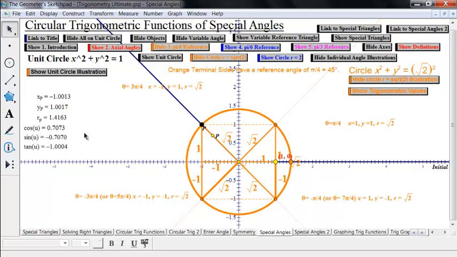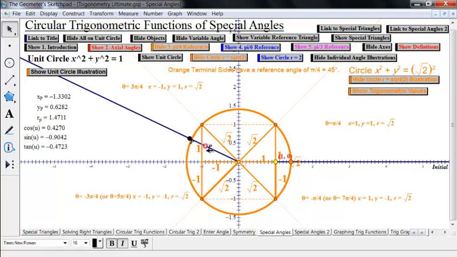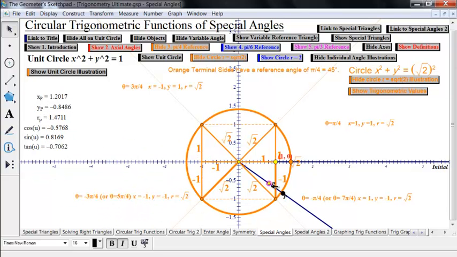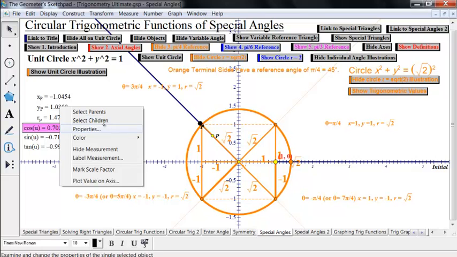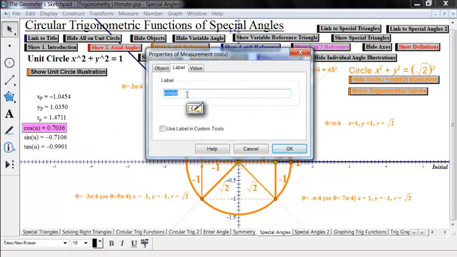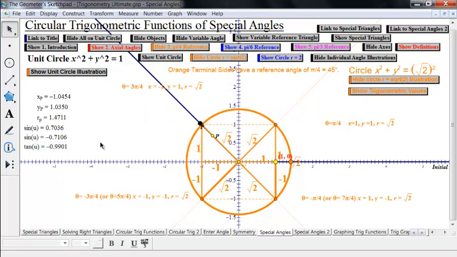That's not right. Something is wrong with this over here. Maybe I've got these mislabeled. Yeah, they're backwards. So let me label that correctly. So this one is actually sine of u, and this one is cosine.